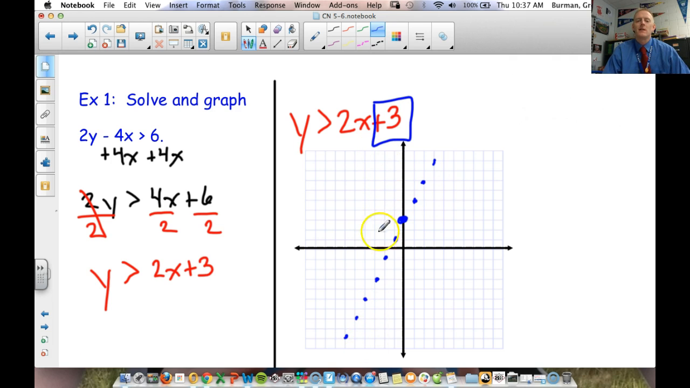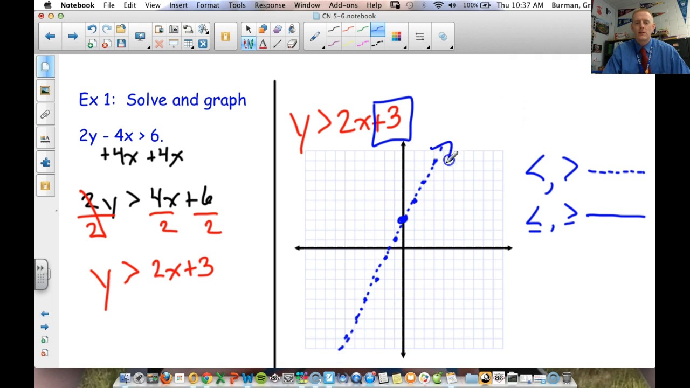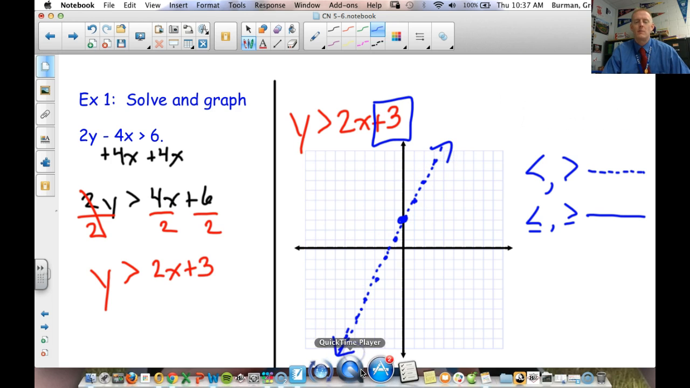Now here's the step that we need to remember. If I have a greater than or a less than, I'm going to have dashed lines. If I have an or equal to, I'm going to have solid lines. This is the big part that we need to remember. So because we have just a greater than sign, we're going to have dashed lines. So you use your ruler and make your dashed lines. Now again, they are lines, so they need an arrow on both ends.